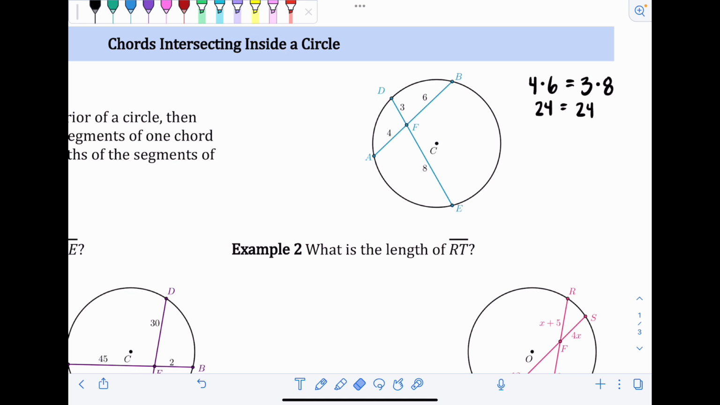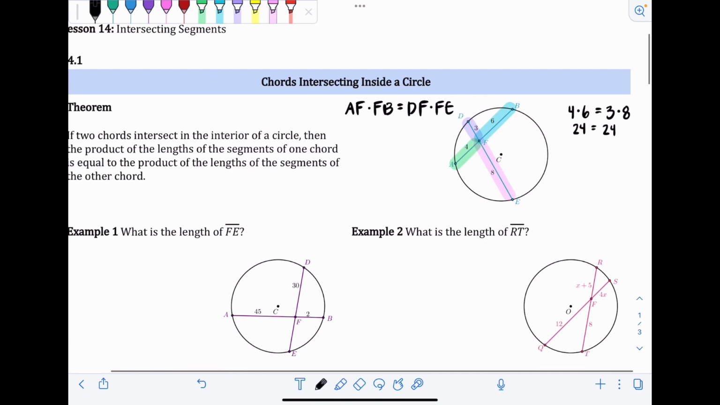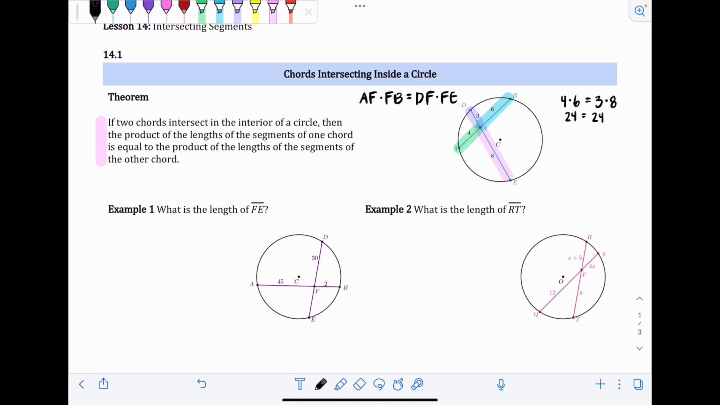Okay, if you wanted to give yourself a formula for this, of course, the labels and the points can change, but from this graphic, we could say AF times FB, or BF, equals the product of the other chord's two individual segments, so that would be DF times the other half of the chord, which is FE. So AF times FB would equal DF times FE.